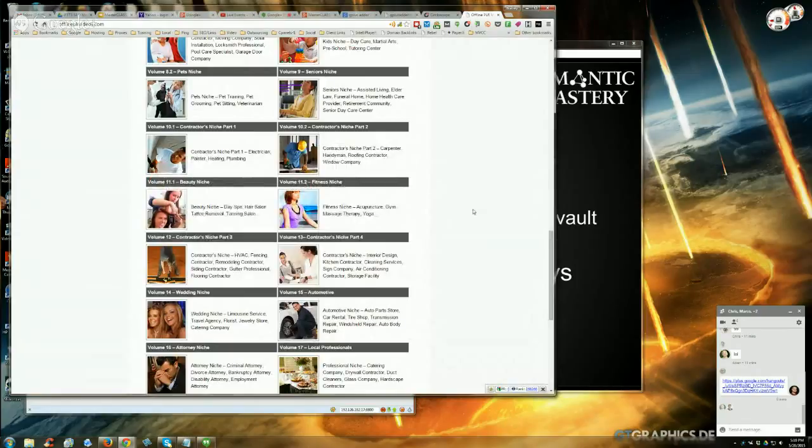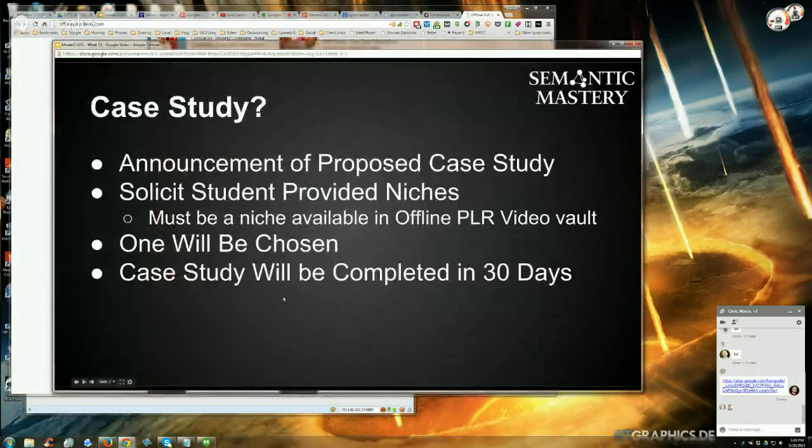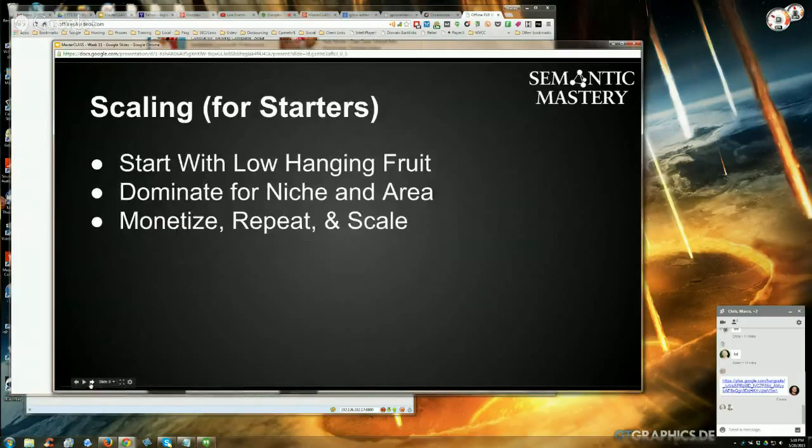So go through it and just figure out which ones you would like to see and post them on the events page, and I'm going to select one of them and do a case study on it, and it's going to be something that will be completed within 30 days. Okay, and I'll share the results with you guys. All right, so that's it.